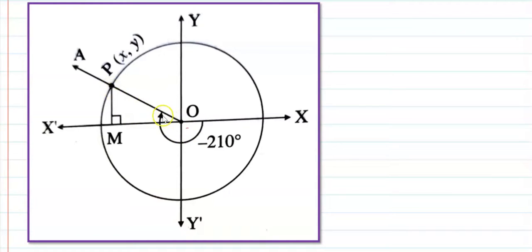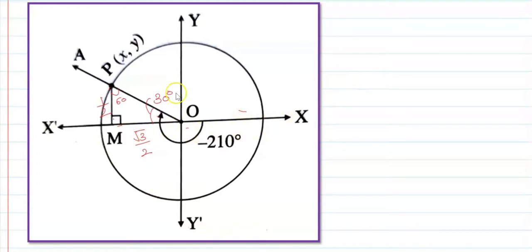As the measure of this angle, how much will it be? This equals 30 degrees and the measure of this angle is 60 degrees. The side opposite to the angle 30 is half of the hypotenuse. Means what? You will get PM equals 1 upon 2 and OM equals root 3 by 2 times the hypotenuse. That is, OM equals root 3 by 2.